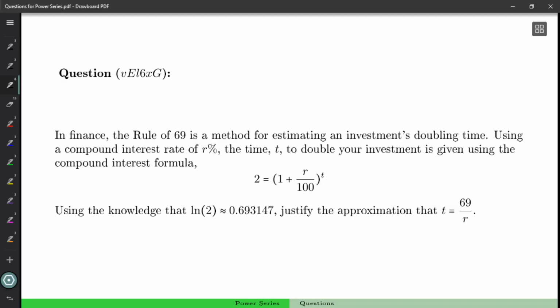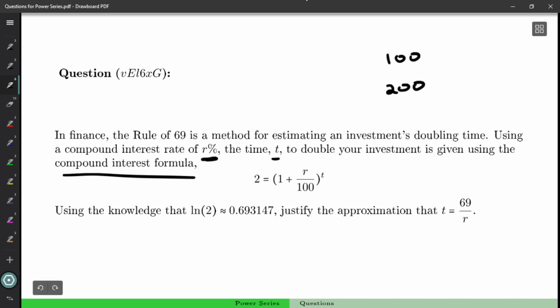In finance, the rule of 69 is a method for estimating an investment's doubling time. So if I invest $100, how long does it take for that investment to now be worth $200?